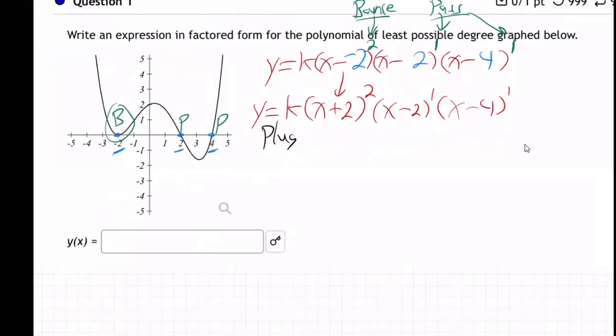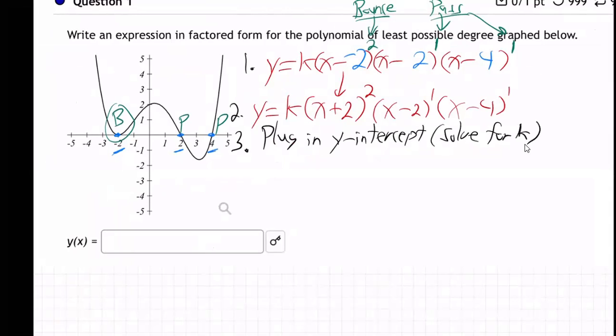So let's do that. So this is step 1, step 2, step 3. Plug in the y-intercept and solve for k. So what's the y-intercept? Right there, because this is the y-axis. So where a graph hits the y-axis, that's a y-intercept. What's the coordinates of that point? Over 0, up 2. The y-intercept is (0, 2), which means x is 0, y is 2.